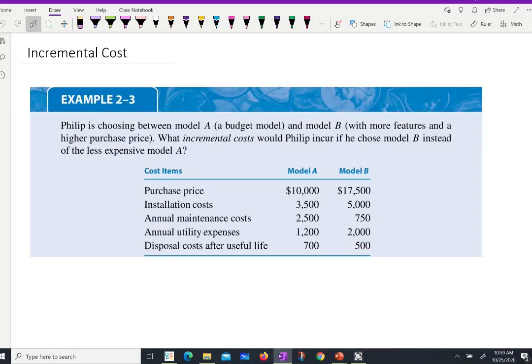Philip is choosing between model A and model B, where model B has more features, but it has a higher purchase price. So what incremental cost would Philip incur if he chooses model B instead of the less expensive model A? There are several cost items listed in the table. We need to make a judgment. What does the incremental cost mean?